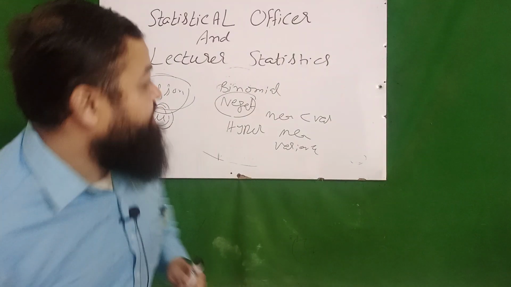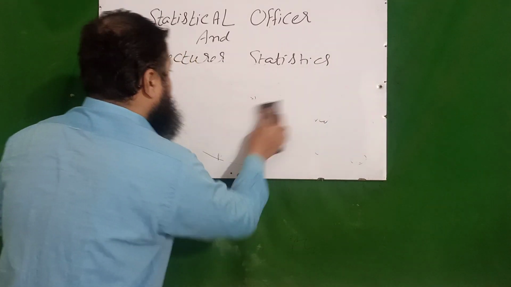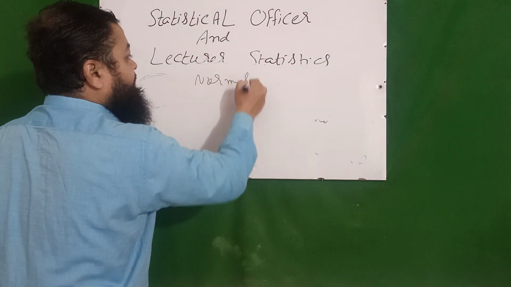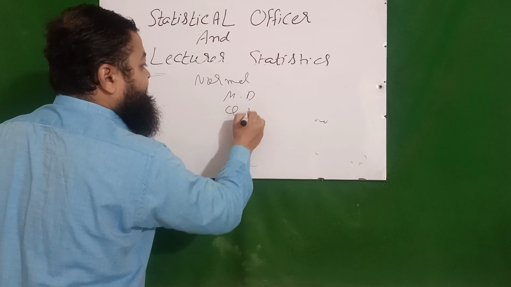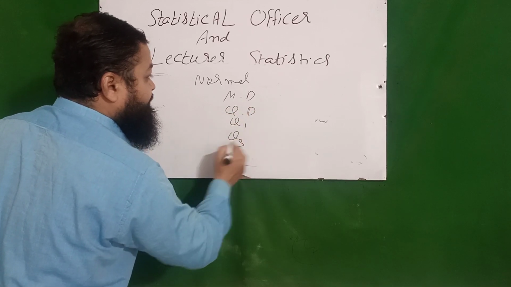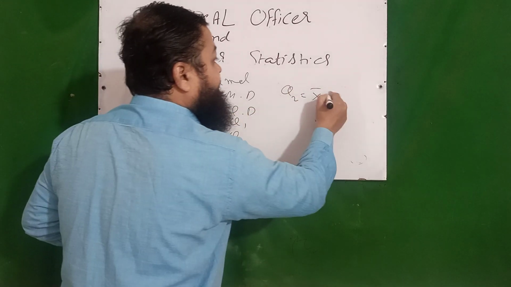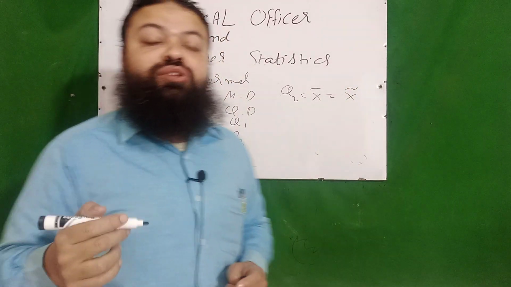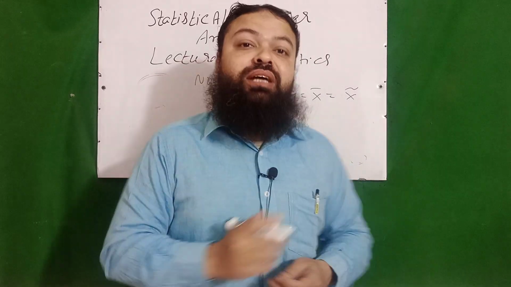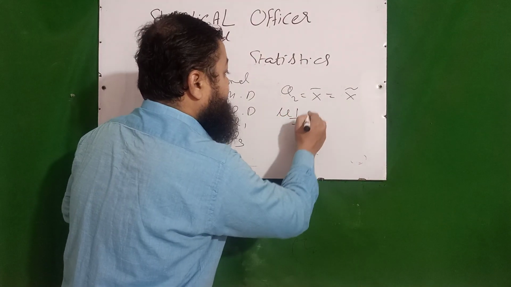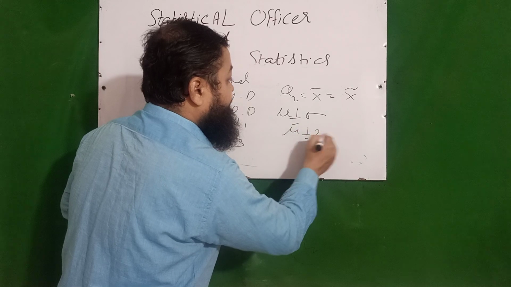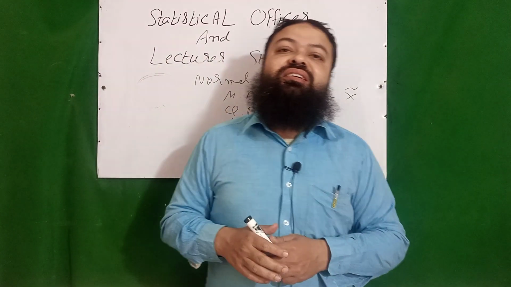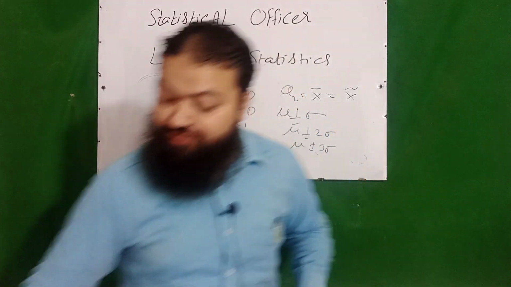Then you will have to learn all the important properties of the normal distribution. In the normal distribution, what is the mean deviation, what is the quartile deviation, what is q1, what is q3? q2 is equal to mean is equal to median. All its odd order moments are equal to 0. What are the points of inflection? And mu plus minus sigma contains how much area? Mu plus minus 2 sigma, how much area? Mu plus minus 3 sigma contains how much area? These are the important questions you will have to learn.